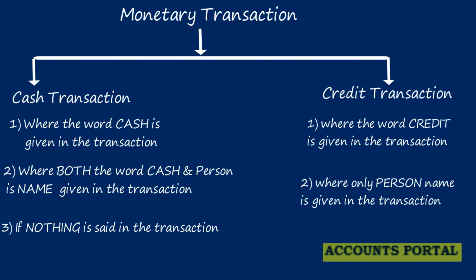So in accounting, monetary transactions are classified into two types: cash transaction and credit transaction. Under cash transaction, there are three possibilities. Under credit transaction, there are two possibilities. Now, we will go over the various cash and credit transaction possibilities in greater detail.